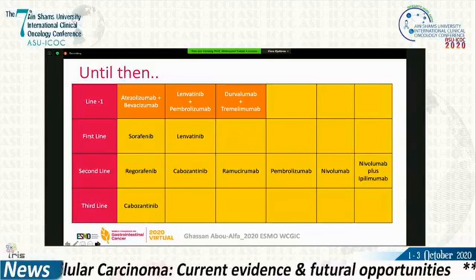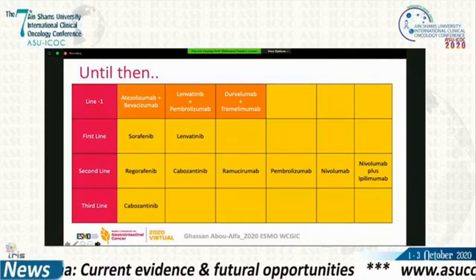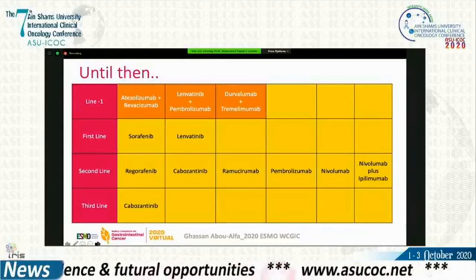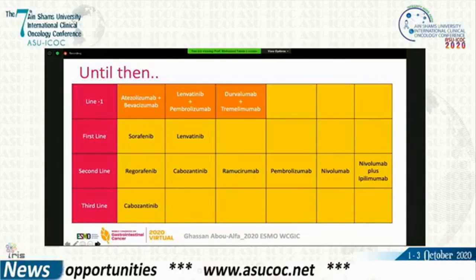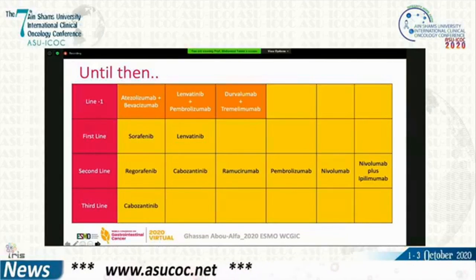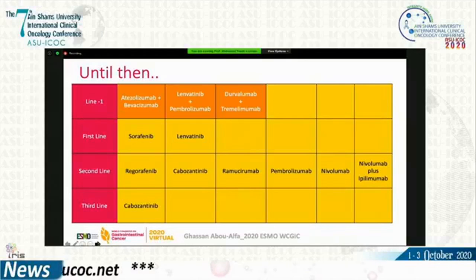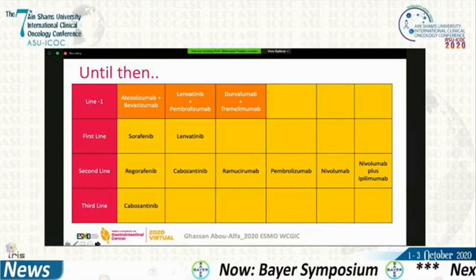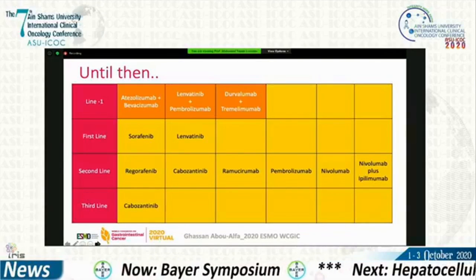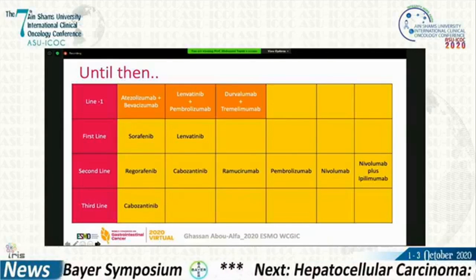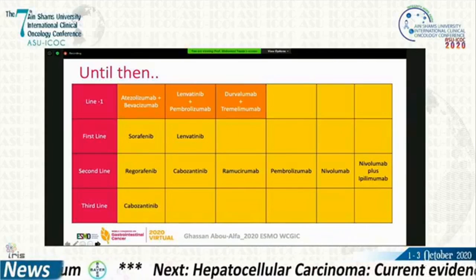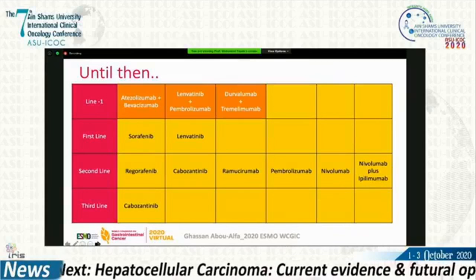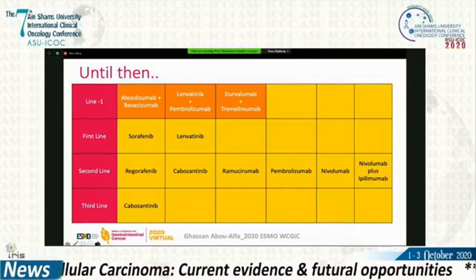We have a standard new option, atezo plus bev, in first line, and we are waiting for the results of lenvatinib plus pembro or durvalumab plus treme and other COSMIC trial. So still, for right now, we can have sorafenib in first line, then regorafenib in second line, and preserve cabozantinib for third line. And we can have also in first line lenvatinib and then cabozantinib. And we have second line options also ramucirumab, pembro, nivo, and nivo plus ipi.